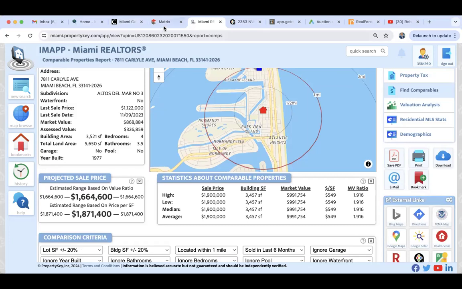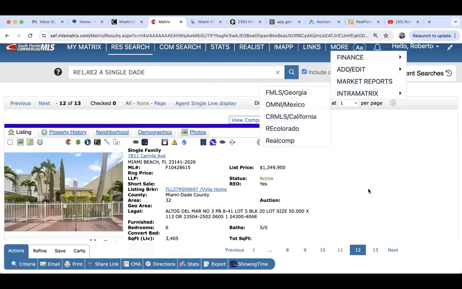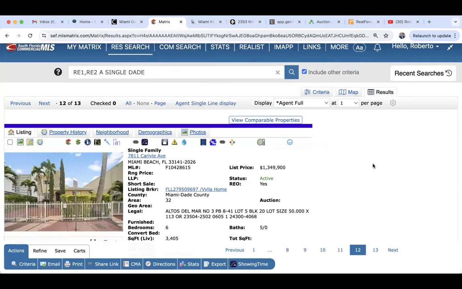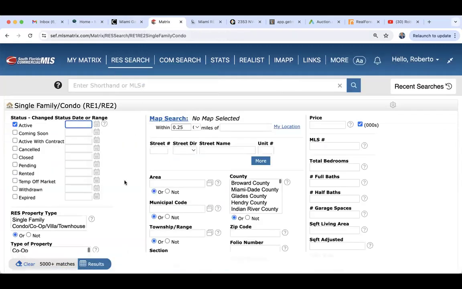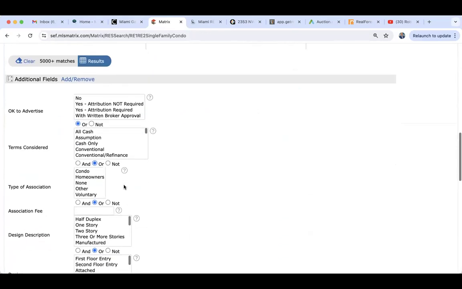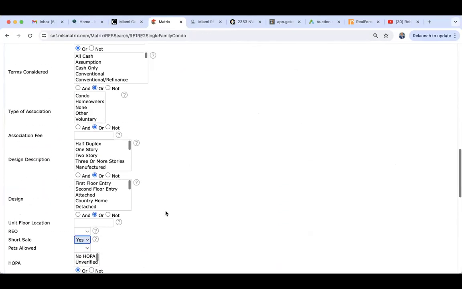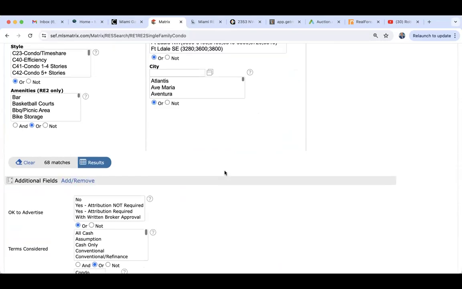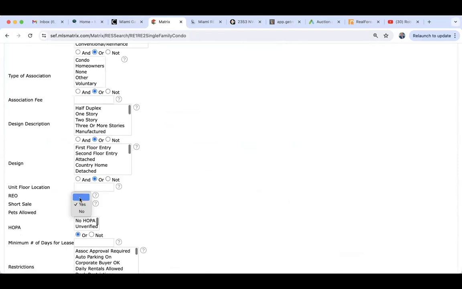All right. So let's go back to Matrix, guys. That's one way you can search for REOs or foreclosed properties. Now, there's other ways, of course. You can go ahead and run a search here. You can use short sales. There aren't going to be many short sales out there. Let's take a look at short sales. 68 in the entire MLS. So it's not like we have a lot of short sales. That's another way that you guys can possibly find investment properties.